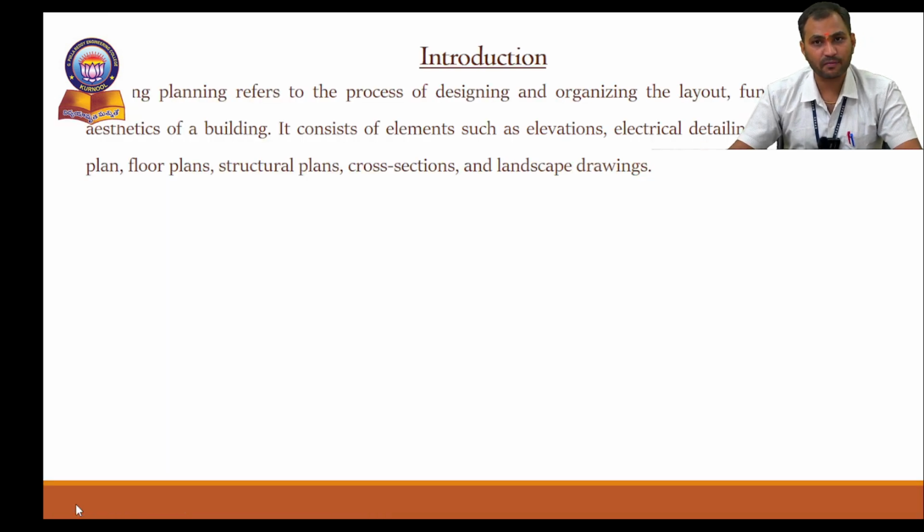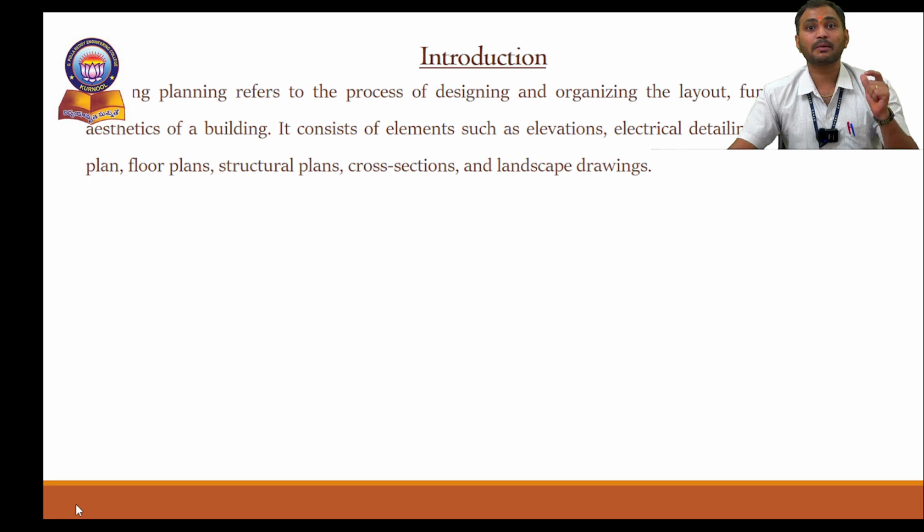Okay, first of all, we have to know what is meant by building planning. In human life, every person wants to construct their own building. What is the purpose of constructing your own building? To stay, to take rest, and for security and safety. There are other options for staying, such as rented houses, lodges, or hotels. But why do we want to construct? We want to have our own building.